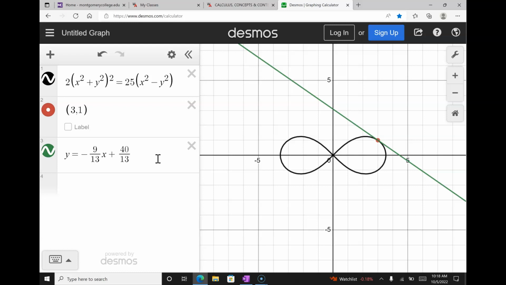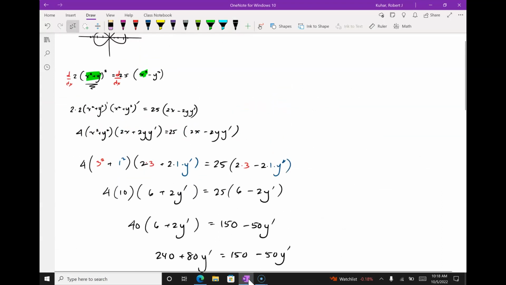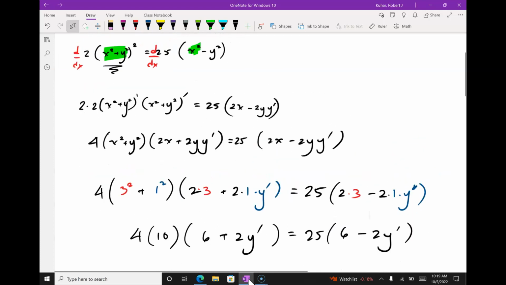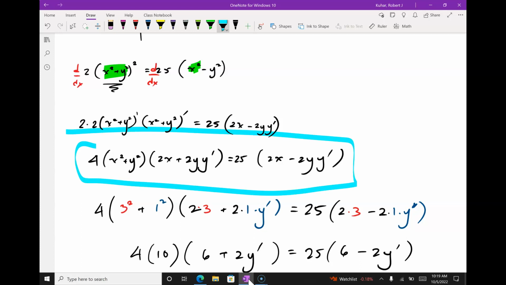Y prime itself is implicit and unsolvable, right? So I got to, help me, right here. This is y prime. But I can't isolate it. I can't solve for it. Most of the time, we won't be able to solve for it. But I still know it's going to give me the slope if I put points in. If I put the x and y values in there, y prime actually turns into m.